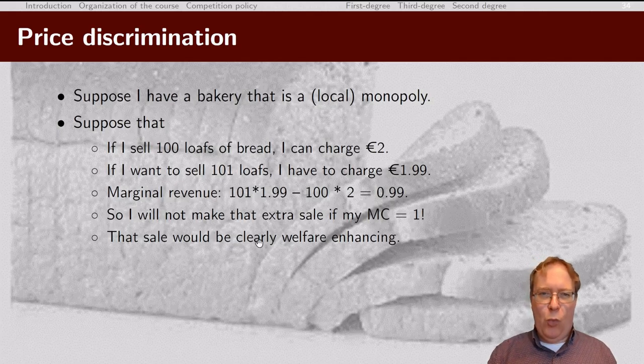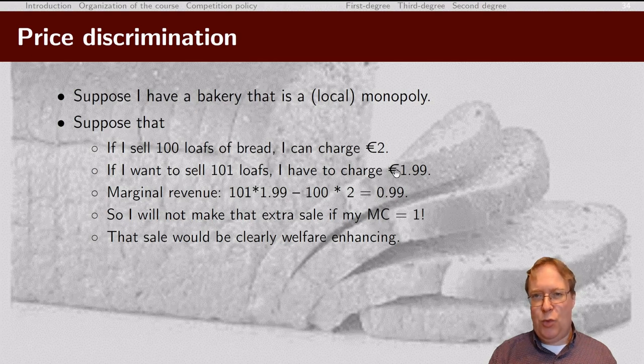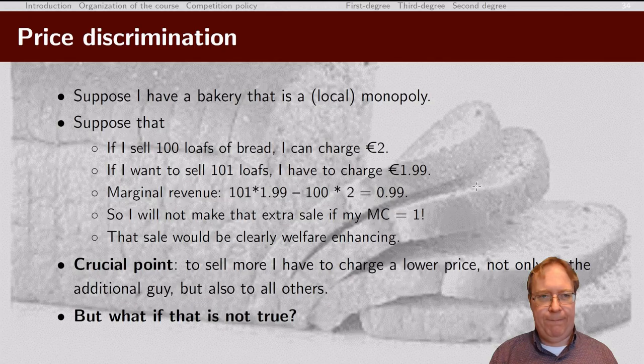Whereas, of course, from a welfare perspective, it would be good if I would make that sale, because there's somebody willing to pay 1.99 for the additional loaf of bread, and it only costs €1 to produce it. So from a welfare perspective, it's definitely socially efficient if we would make that extra loaf of bread. People are willing to pay more for it than it costs to produce it.